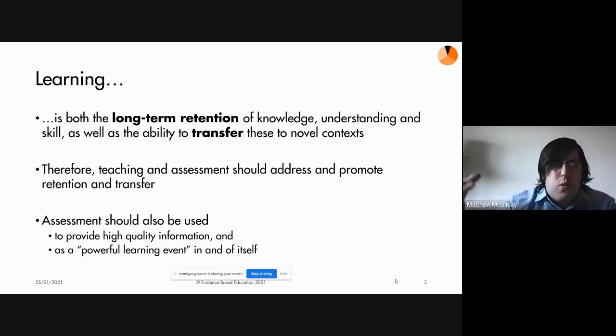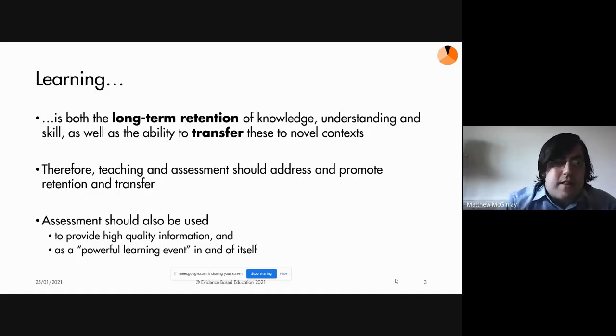So when we're thinking about what learning is, I think there are plenty of other definitions out there, but the definition that I'm working to is about the long-term retention of knowledge, understanding and skill, and the ability to transfer that to novel contexts. And what we're trying to do with our assessment is really to try and promote that retention and transfer to a different context.